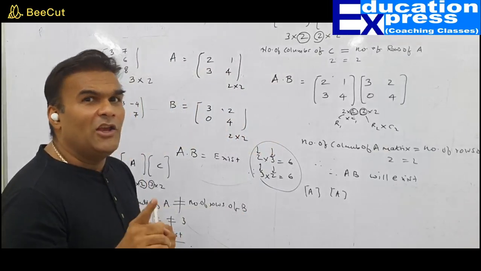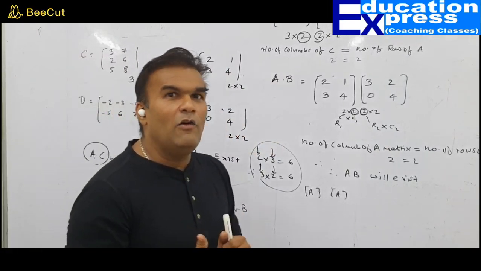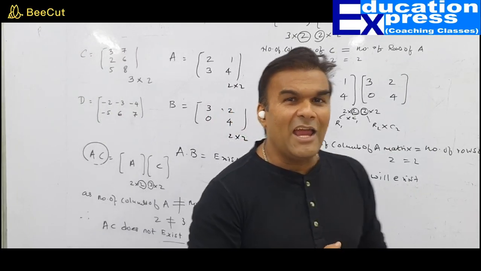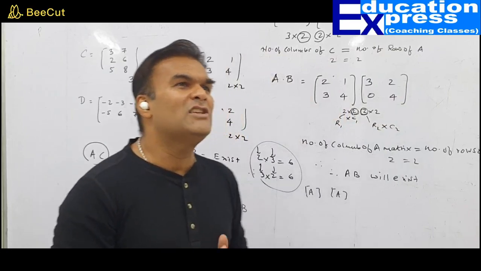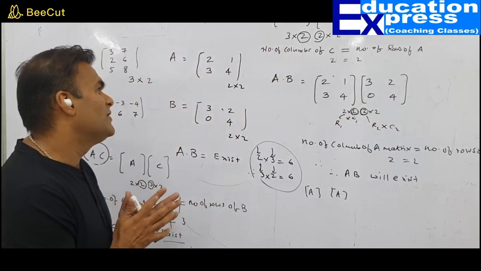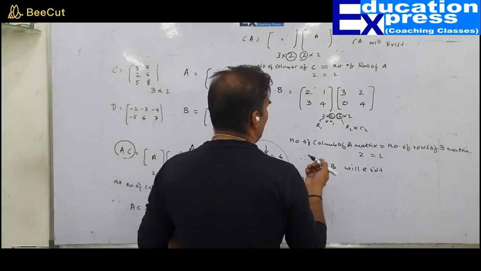That is why I have been telling you that the definition of a matrix involves its pattern of arrangement, which can be described in terms of rows into columns. So the main focus has to be on rows into columns. AB exists. Let us see if BA exists or does not exist.